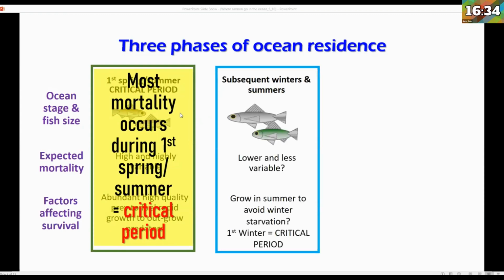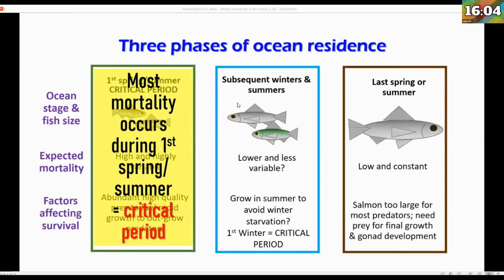But salmon spend a lot longer than that out in the ocean. So during subsequent winters and summers, the mortality is lower and less variable. We don't have a good idea of the factors affecting survival during later stages of ocean residency, other than we think that growth in the summer is important to avoid winter starvation. And this first winter in the ocean has been identified as a second critical period for Pacific salmon.